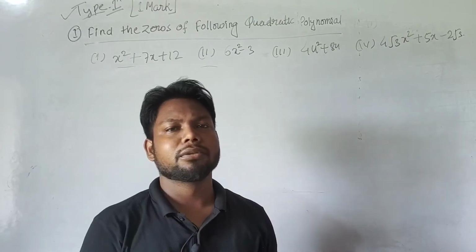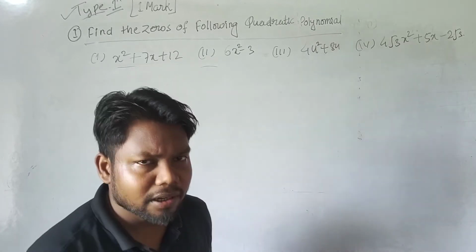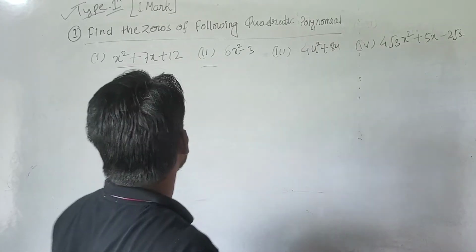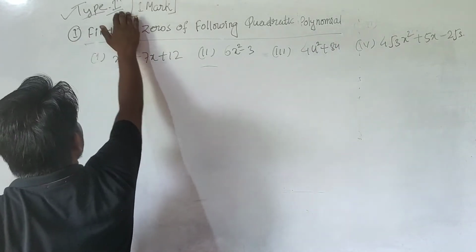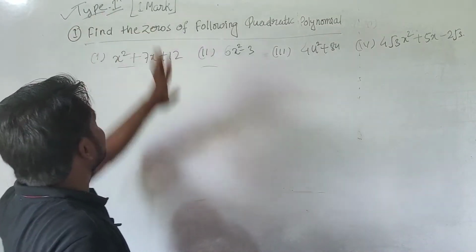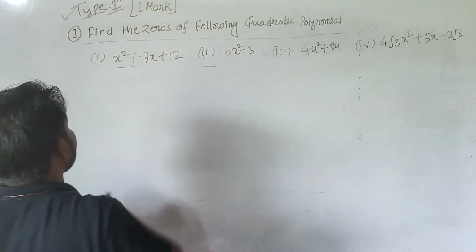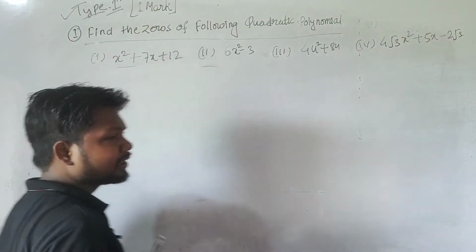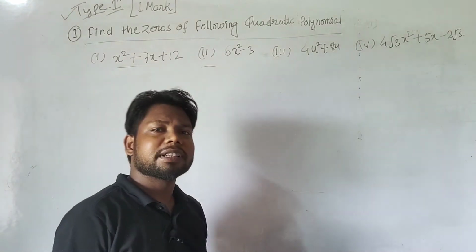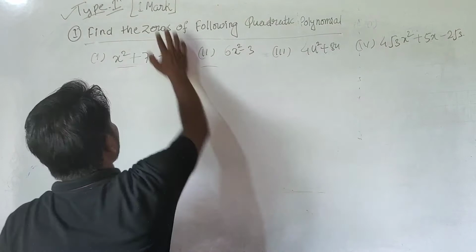So today we will do some questions relating to zeros of a polynomial. Here are the questions that I have written on the board. This is the type 1 questions. This type of questions are asked in the examinations for both the CBSE as well as JEE students, and these questions are asked for 1 mark only.